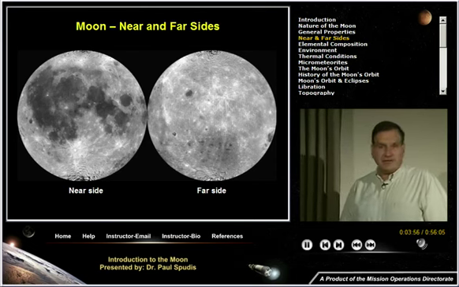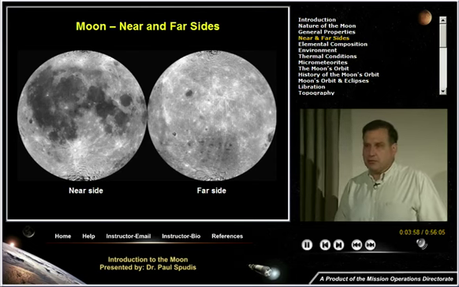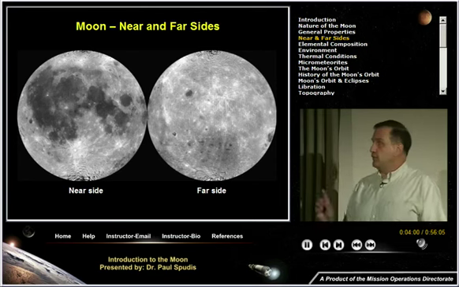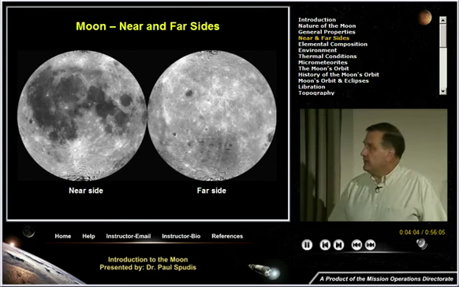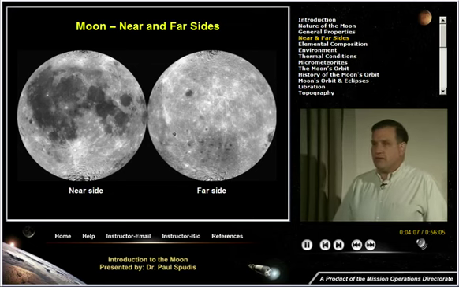This was first discovered in 1959 by the Soviet Lunar 3 probe, which flew around the moon and took our first pictures of the far side of the moon. You notice that very prominent crater on the far side filled with Maria with a bright central peak.